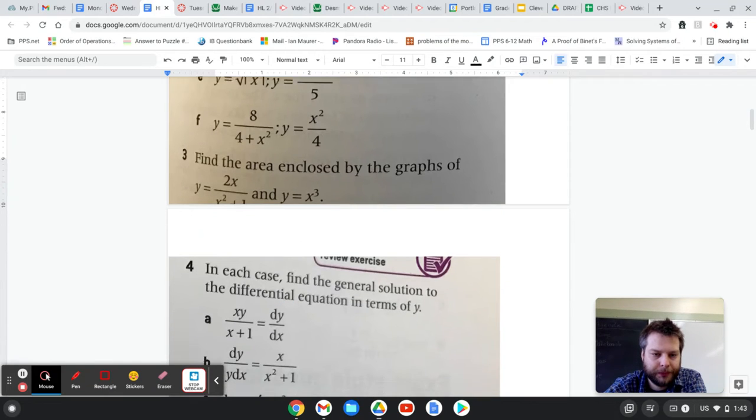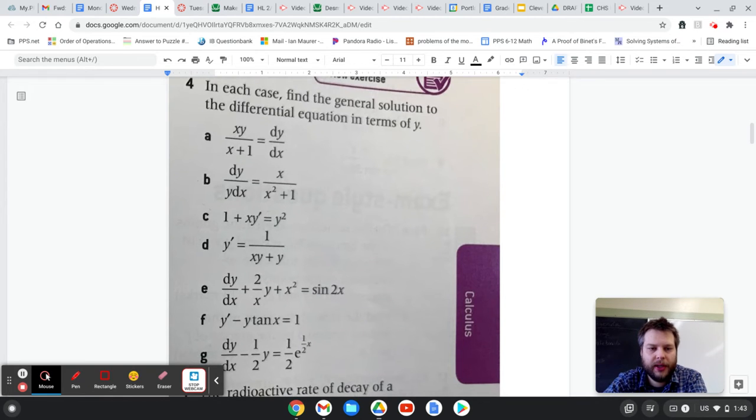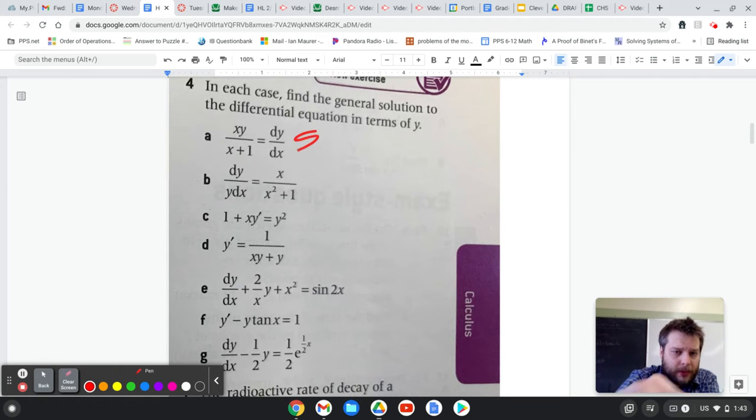When we get down to the differential equations, that's where you need to think if you are able to separate the variables, or if it's a homogeneous equation, or if it's an exact equation. So just real quick as I look through them, part A is separable. You just want to multiply by x plus 1 and divide by x. Or excuse me, the other way around. You want to divide by y and multiply by dx, because then your y is with your dy.